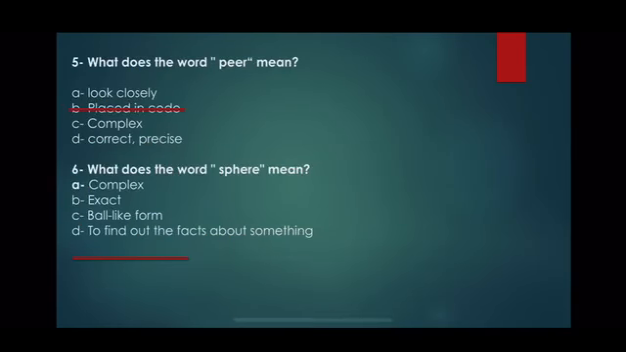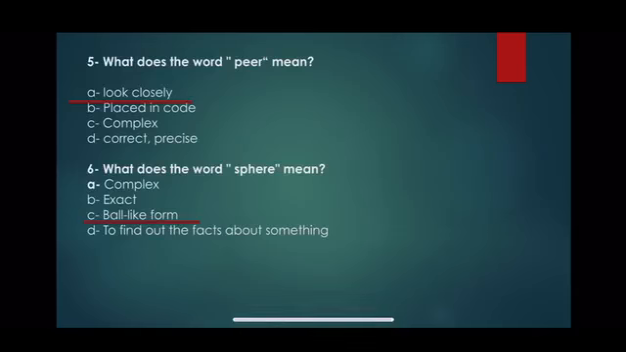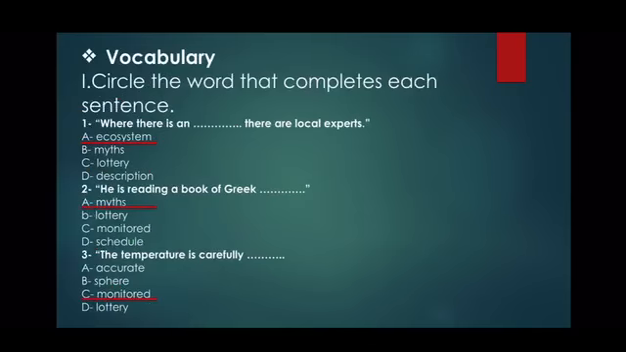What does the word peer mean? It means look closely. What does the word sphere mean? It means a ball-like form, in the shape of a ball. So this is actually from your worksheet. You should know these words' meanings because you're going to have questions about them. Now let's move to the vocabulary part, where you're going to have sentences. Each sentence has a missing word, and you have to circle the suitable word which completes each sentence.